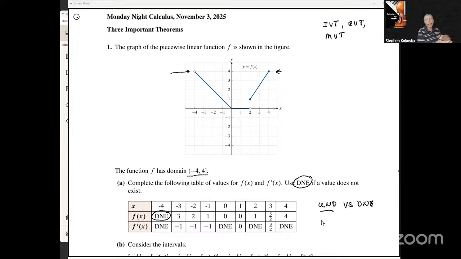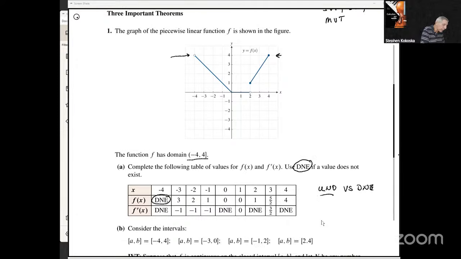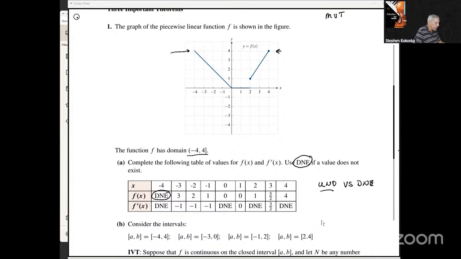So before we get to examining these theorems and how they might apply to this function, let's first think about completing this table of values. And this table has some x values from -4 up to 4 by ones. And we're asked to complete this table and find values of f of x and f prime of x.